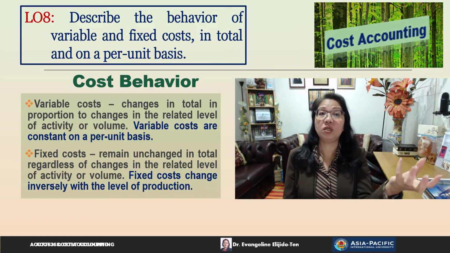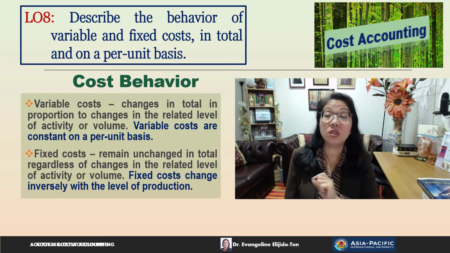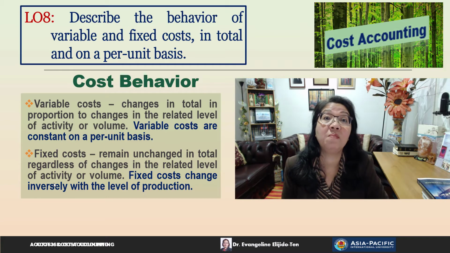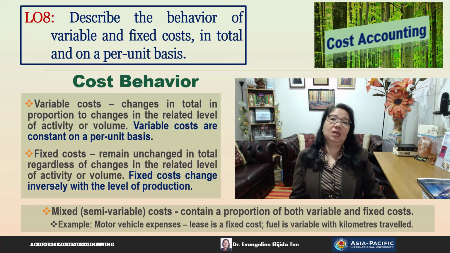So at 5,000 units produced, our fixed cost per unit was $1. At 1,000 units produced, our fixed cost per unit would be $5. If we produce just 1 unit in 1 month, that means our fixed cost per unit would be $5,000.